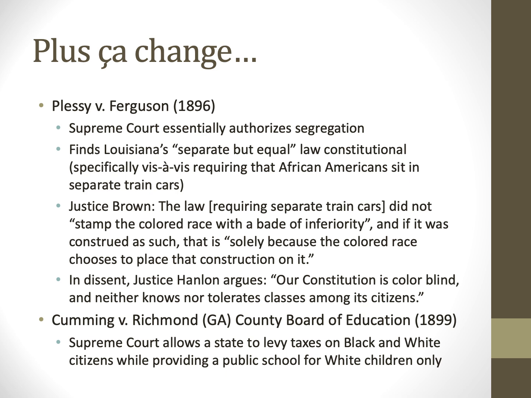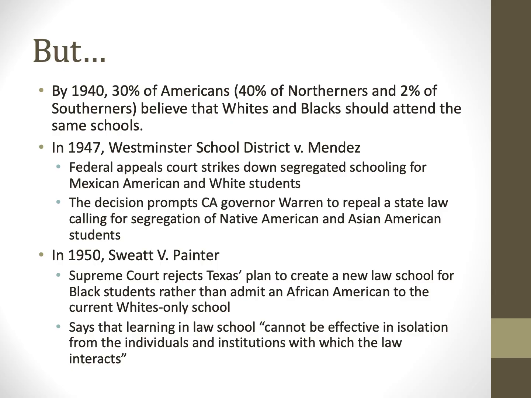And other cases which built on this allowed, for example, Georgia to levy taxes on both black and white families, but to only provide public schooling for white children. At the same time, though, social attitudes, especially in the North, were changing slowly, so that by 1940, 30% of Americans, but notice how many more of them were in the North than the South, believed that whites and blacks should attend the same schools.